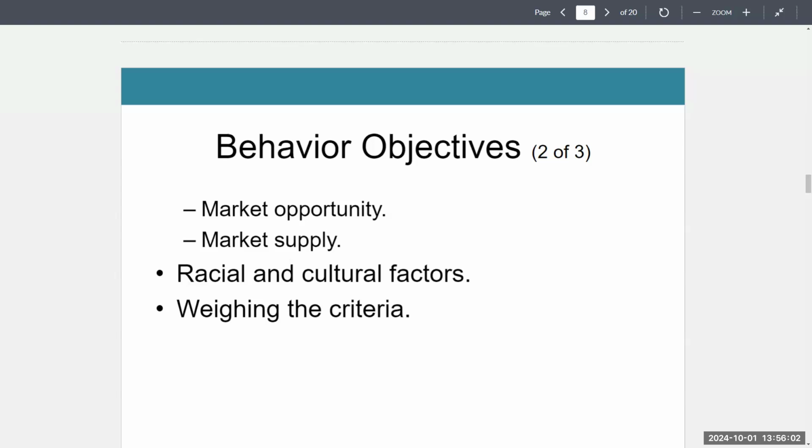And the last one of the 5 is market supply. Consider the availability and accessibility of resources and services that are required for the behavioral change. So if you are telling people to eat healthy, but the only things around them are unhealthy food or unhealthy options, well, that's not really going to go very well.